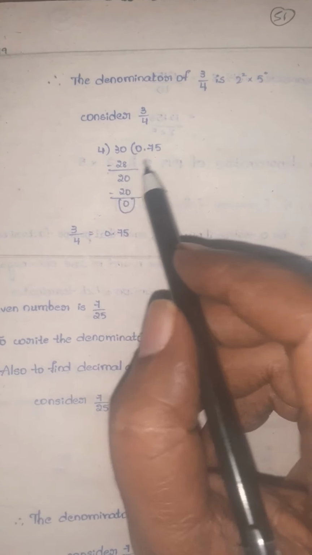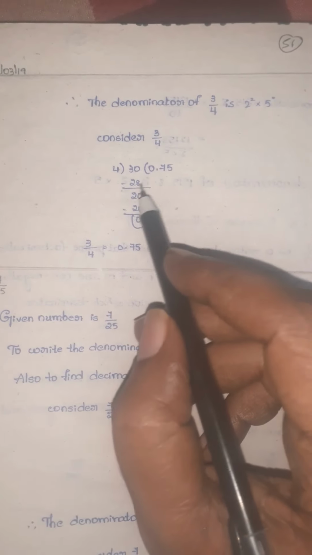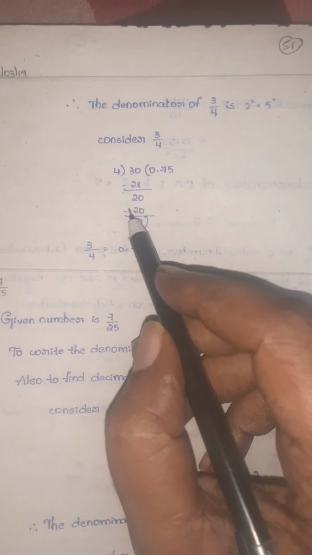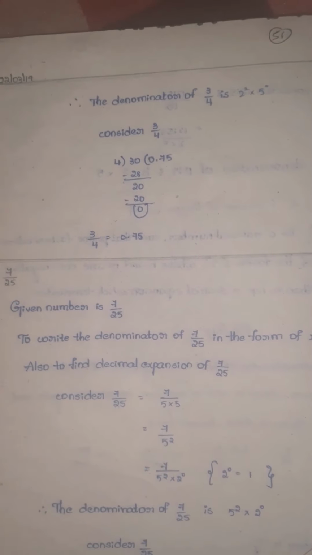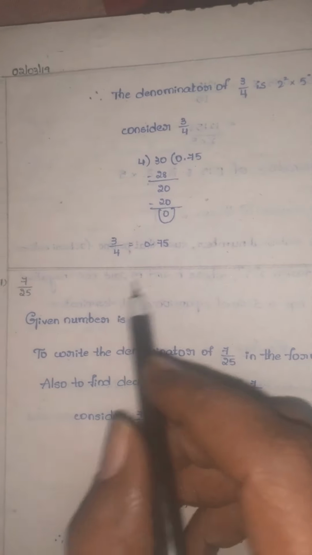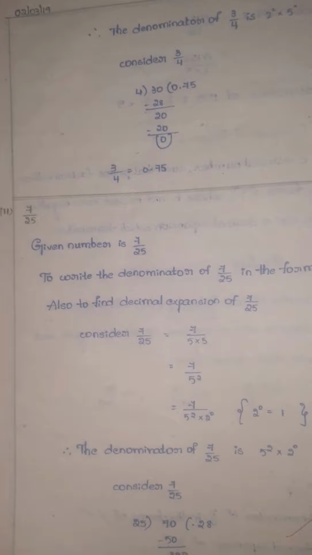Next, consider 3 by 4. I write 4 as the divisor and the dividend is 3. In the 4 table, 3 is not possible, so take the point and 0. 4 7s are 28, 30 minus 28 is 2. Again the point is there, 0 keep, 4 5s are 20. So 20 minus 20 is 0. So 3 by 4 is equal to, how much did we get? 0.75.